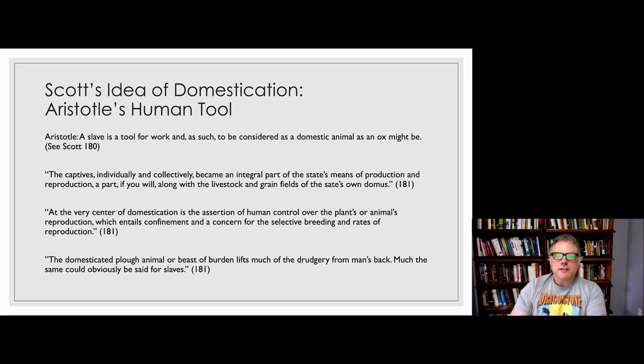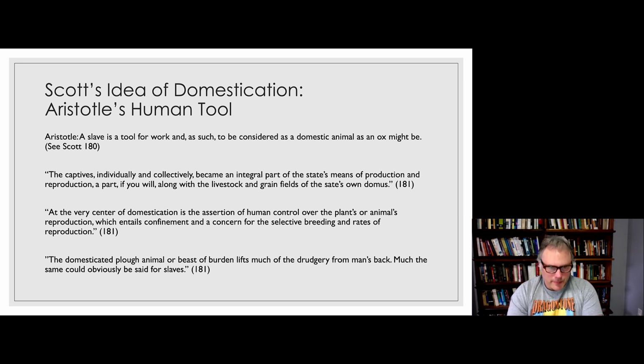Now Scott wants to run with this idea, to take this concept of domestication, just in the way Aristotle does, and apply it to humans. But he wants to say, look, I think he wants to claim that this is really more than a metaphor. It actually is a pretty accurate description of what happened in these early states. So just a few selective quotes from Scott to bring this point out.